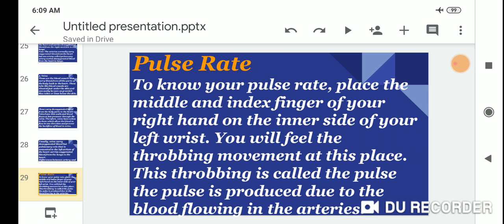Pulse rate. Dear students, let us now know your pulse rate. Place the middle and index finger of your right hand on the inner side of your left wrist. You will feel a throbbing movement at the place. The throbbing is called the pulse. The pulse is produced due to the blood flowing in the arteries.